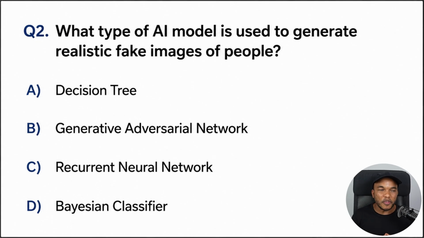Question number 2, what type of AI model is used to generate realistic fake images of people? A, Decision tree, B, generative adversarial network, C, recurrent neural network, or D, Bayesian classifier. Your 10 seconds begins now.